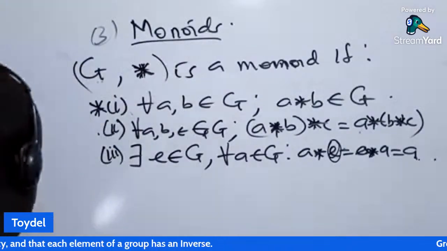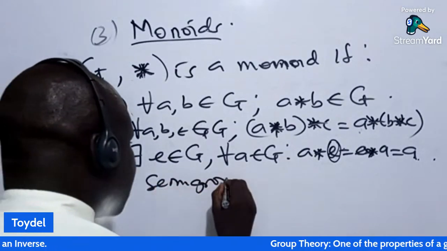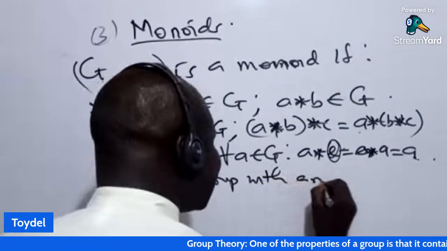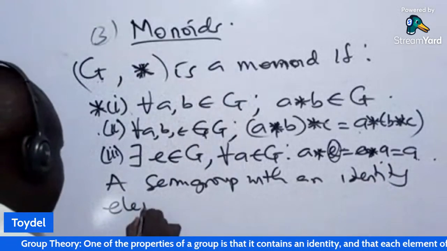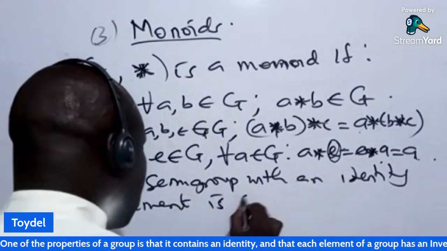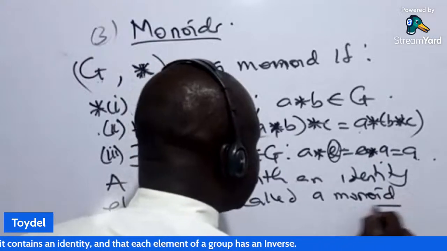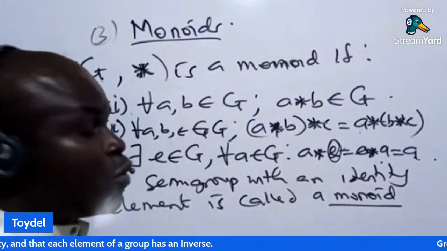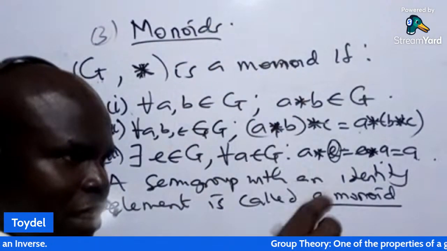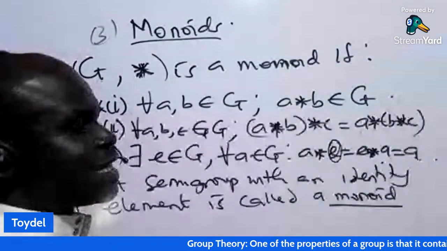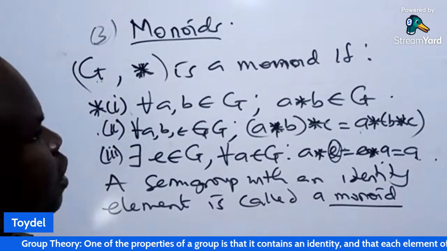In other words, a semigroup with an identity element is called a monoid. If you are to define a monoid, just say a monoid is a semigroup with an identity element. Of course, in the case of a semigroup, there are two properties. Then just add the existence of an identity element to it. It becomes a monoid. So let's see examples of a monoid.